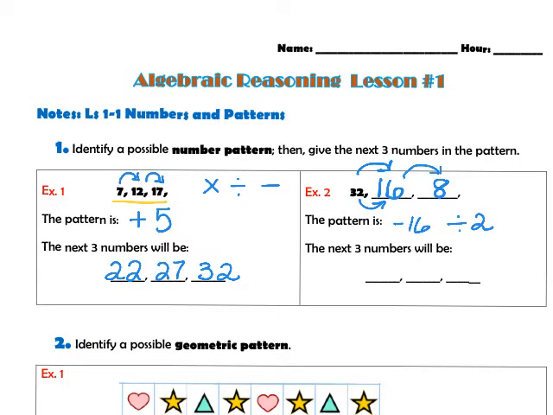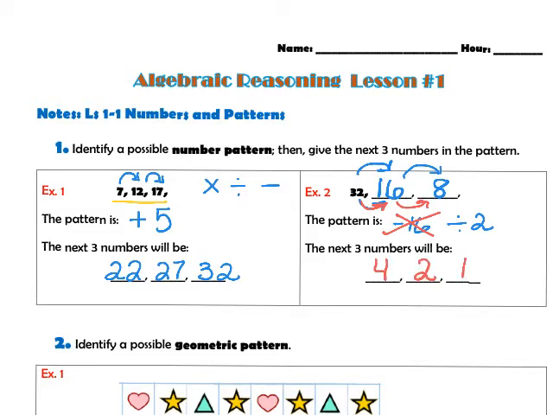but dividing in half. So I want to look at both of these possibilities, and when I look at the first one, subtract 16 does work, but 16 minus 16 is not 8, so I'm going to cross that idea off. Divide by 2, 32 divided by 2 is 16, 16 divided by 2 is 8. So that is my pattern, and please pause and continue with the next 3.